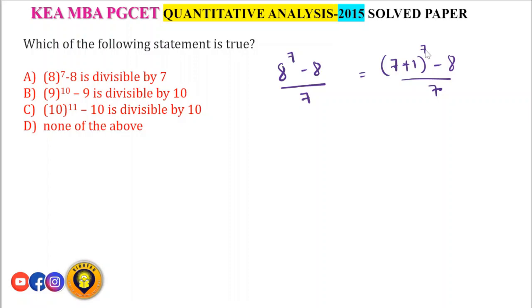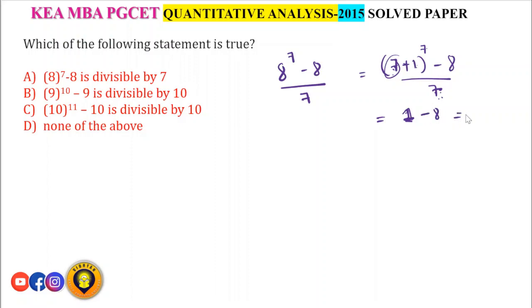You know that 7 to the power 7 divided by 7, what will be the remainder? This number is divisible by 7, right? 7 to the power of any number, if you divide it by 7, will be divisible by 7. And 1 power 7 will always be 1 only. So you leave this first part, it is divisible by 7. 1 power 7 is 1, so the remainder will be 1. 1 divided by 7, remainder is 1.